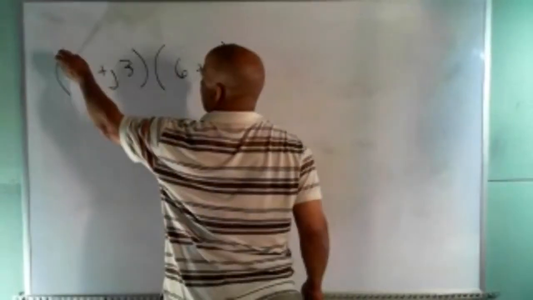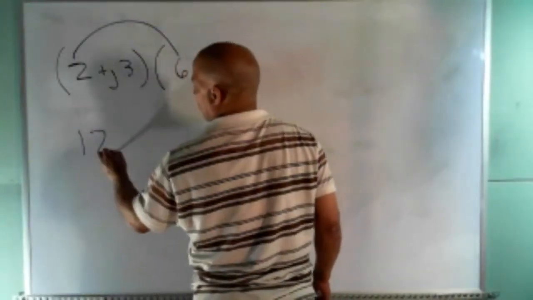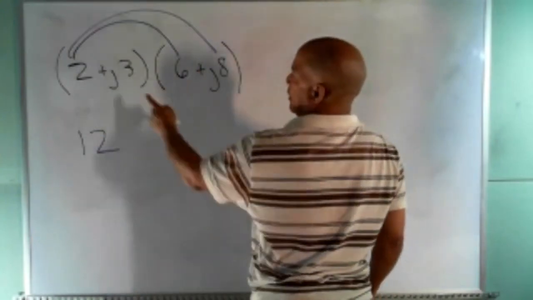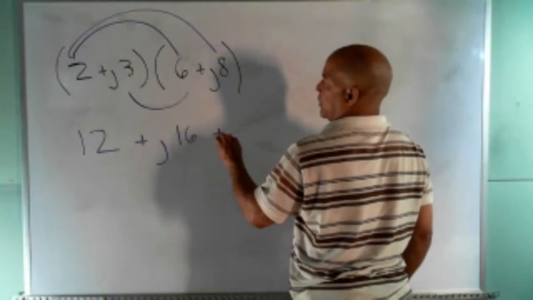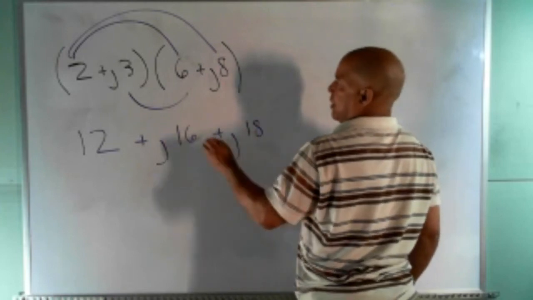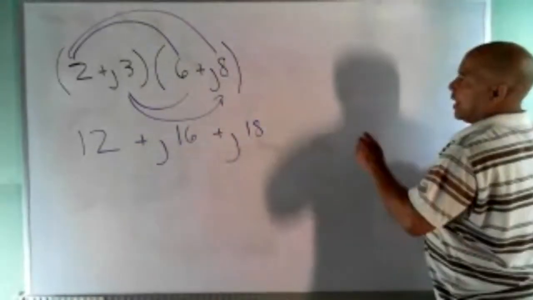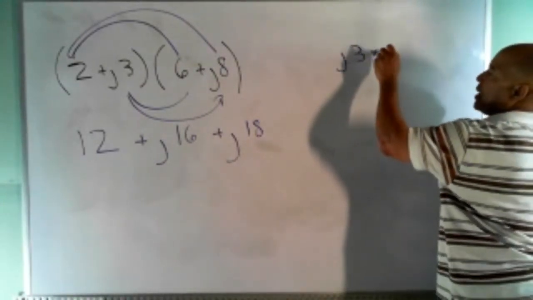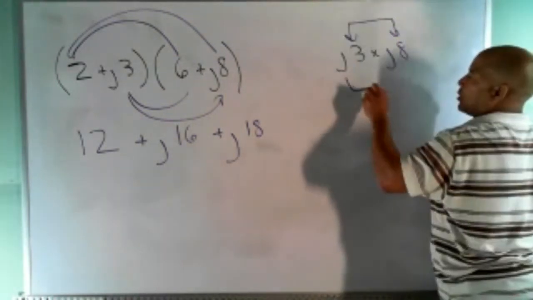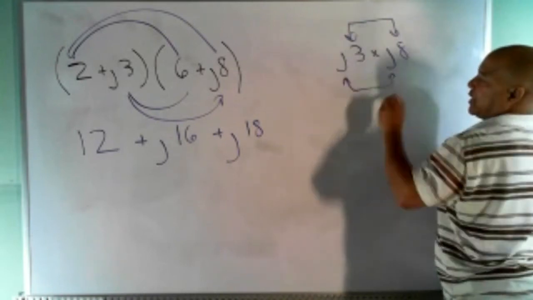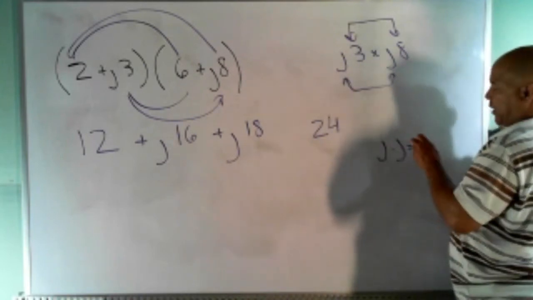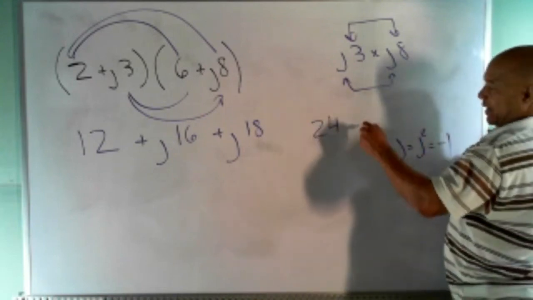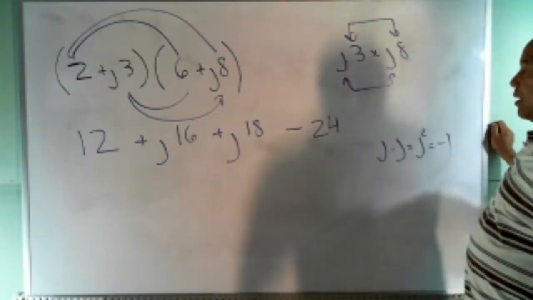Okay, so you might do this a little differently, but if I multiply this times that, I think that's 12. You might have to help me with my arithmetic. Multiply this times that, that's plus J16. Multiply this times that, plus J18. And multiply this times that. You've got to be careful because what you have is J3 times J8. So you multiply 3 times 8, you get 24, right? But J times J is J squared, and J squared is equal to minus 1. So you really have minus 1 times 24, which makes that a negative 24.